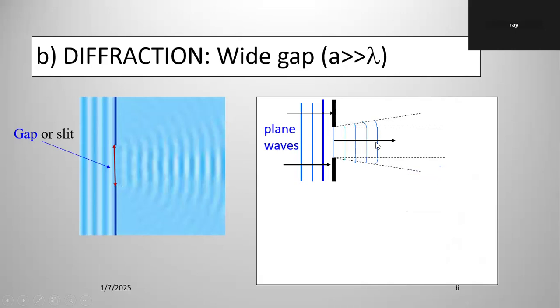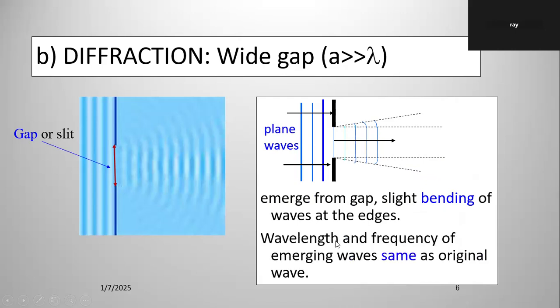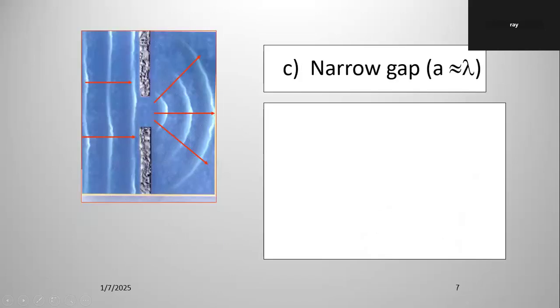It's still a plane wave, except that it spreads out more and more as you go further away. The key to remember is that the wave emerging from the gap is a plane wave, with slight bending at the edges. The wavelength and frequency of the emerging wave stay the same as the original wave. The distance between wavefronts is your wavelength. It hasn't changed, and the frequency hasn't changed.